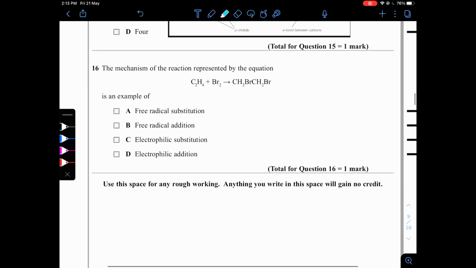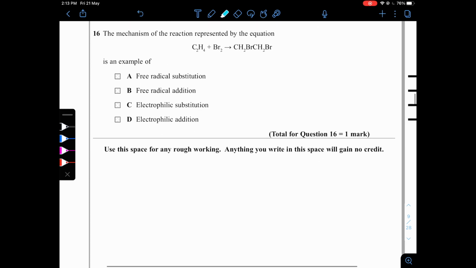Okay, so the mechanism of the reaction represented by the equation C2H4 plus Br2 is given by this. So what is this an example of? We can just draw this and see for ourselves. So we have CH2, right? And then we have CH2 here. Reacts with our bromine, right? Bromine. They have positive and negative charge. And we know that they become this, and this goes out.